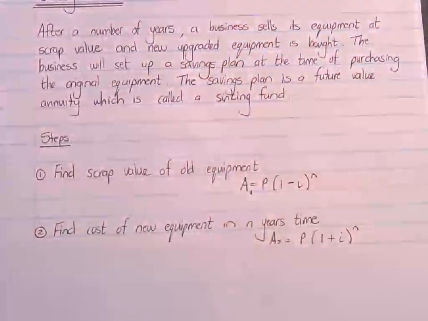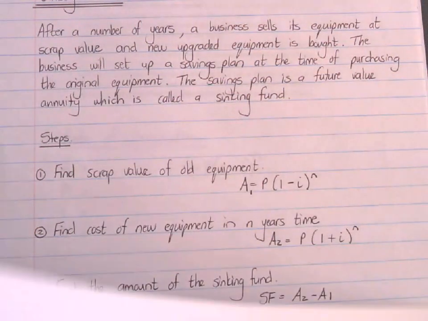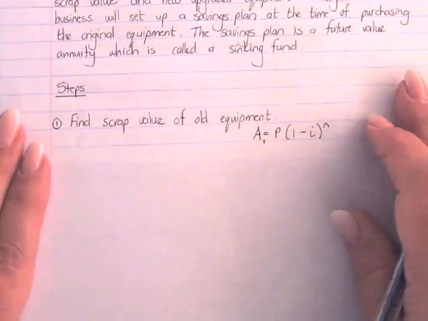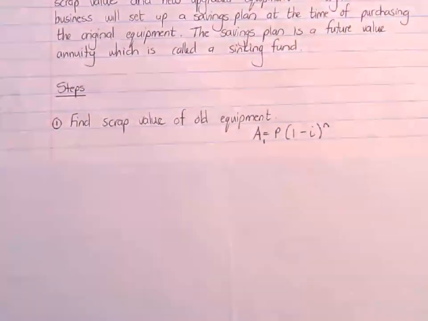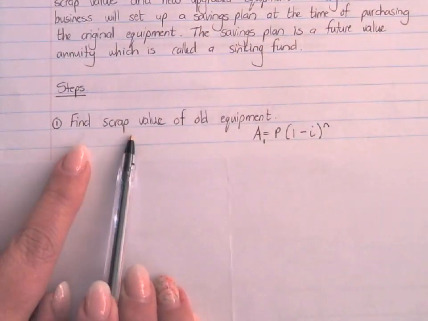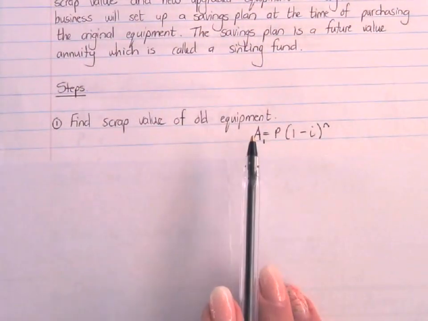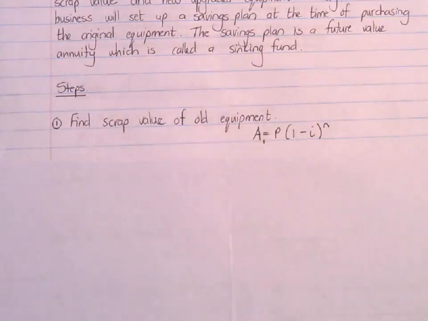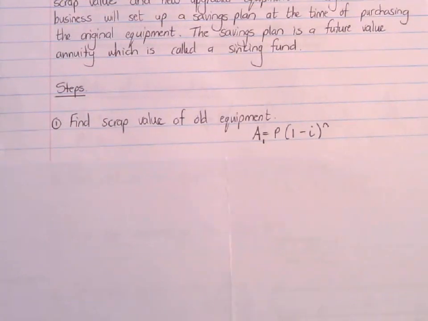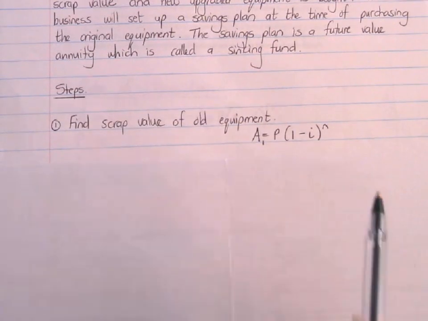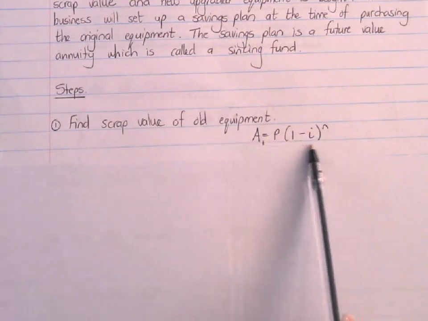Okay, let's look at the steps that you need to do when you're working with sinking funds. The first one is, this is not on your notes, so you have to take notes. You have to find the scrap value of the old equipment or the old car. That is the value you are going to use as a deposit for the new equipment or the new car. And to do that, we use the depreciation formula.